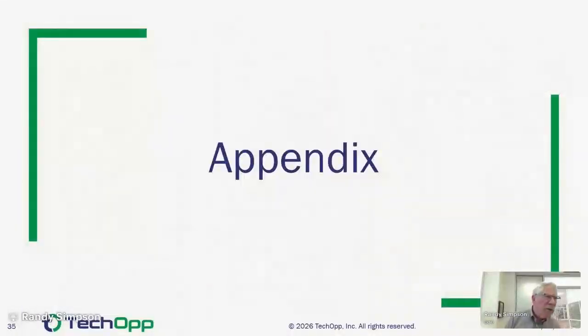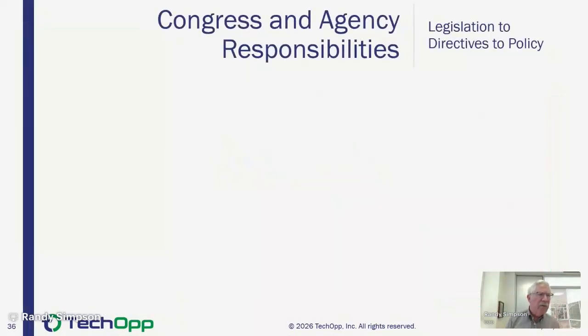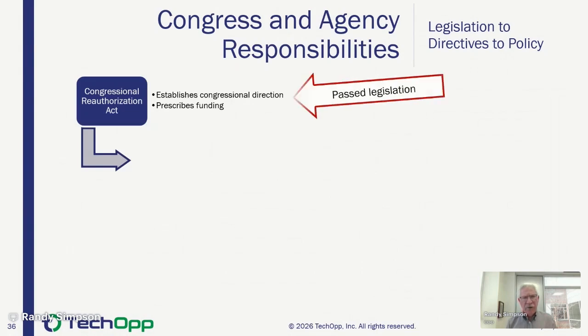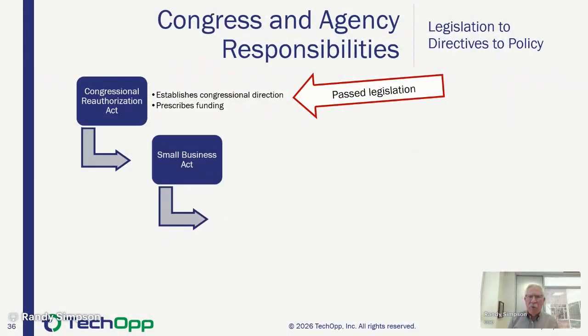I'm just going to take a couple of minutes and go through a little appendix here. We're not at a half an hour yet. Let's talk a little bit about what just happened with the Small Business Reauthorization Act. There's a Congressional Reauthorization Act that establishes congressional direction and prescribes funding. That's what has just gone through, since October the 1st, and we finally got it. It's finally passed. Once that act is done, the act is incorporated into the Small Business Act. The Small Business Act is the actual legislation. So it will be edited to incorporate the act that we just passed.